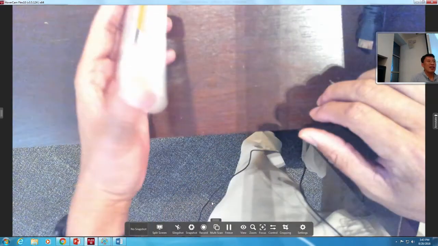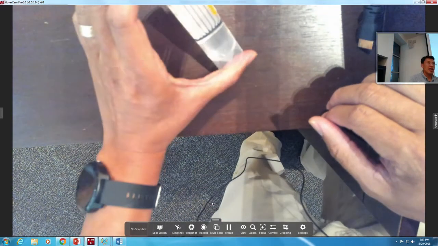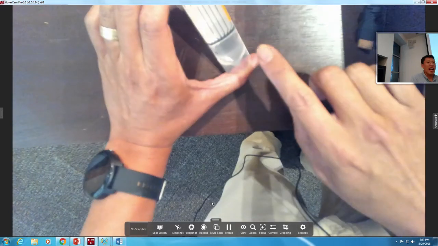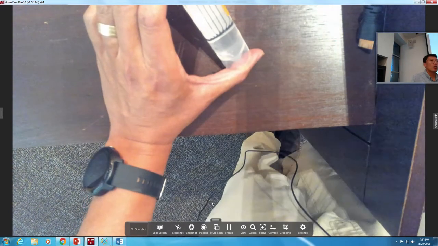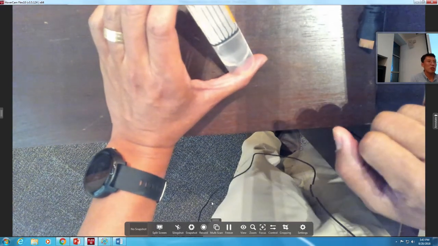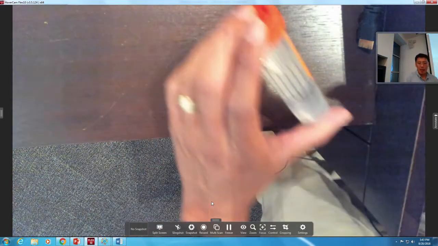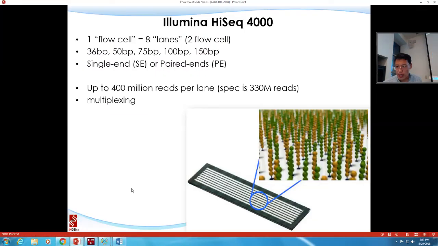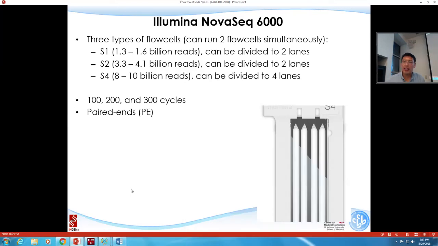I want to make a joke to our technicians that what they have here is about 2.5 billion sequences being put in this particular chip. And that is the capacity that we have. Okay? So let's go back to our slides.